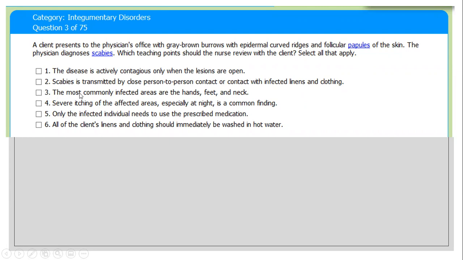Number 3, the most commonly infected areas are hands, feet, and neck. Number 4, severe itching of affected areas, especially at night, is a common finding. Number 5, only the infected individual needs to use prescribed medication. Number 6, all the client's linen and clothes should immediately be washed in hot water. So select all that apply.